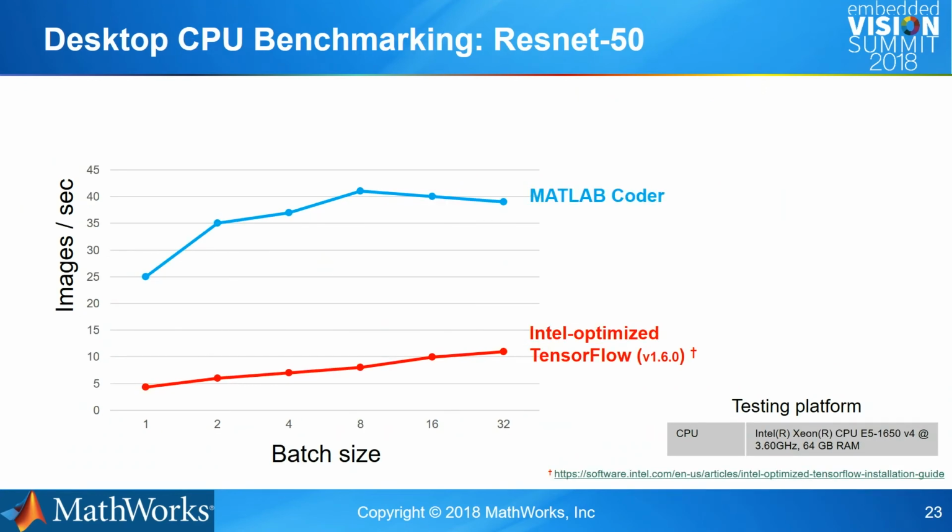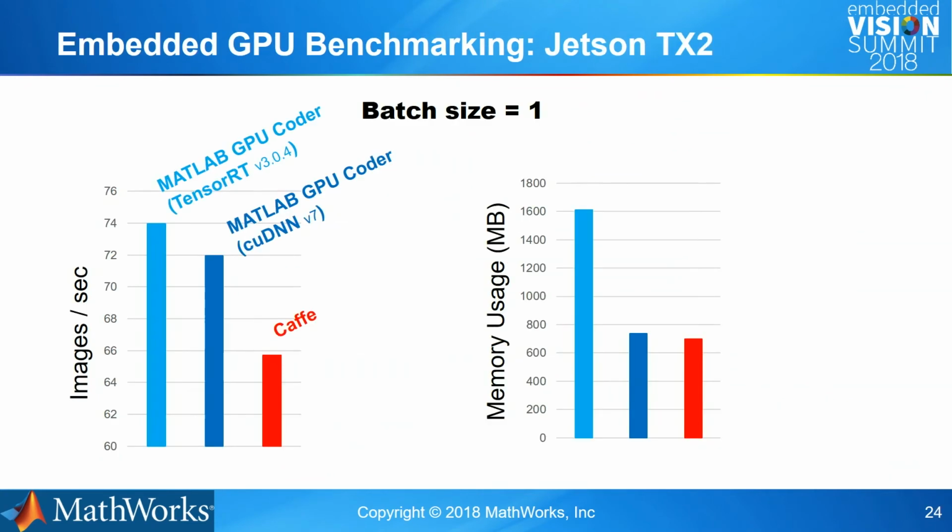On Intel CPU, this is an Intel Xeon CPU. We compared against Intel-optimized TensorFlow. And our generated code is way faster than that. It's about 3.5x faster than TensorFlow.